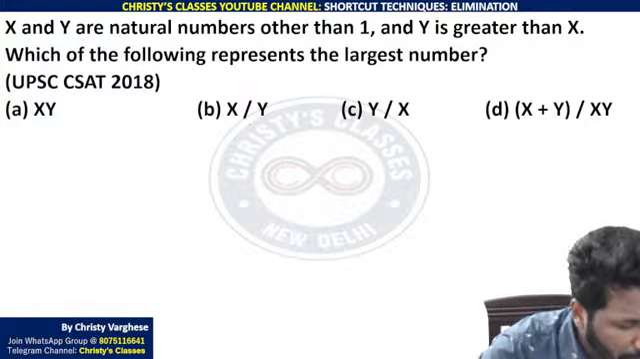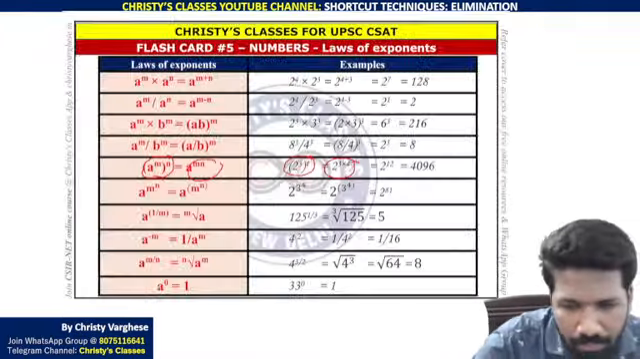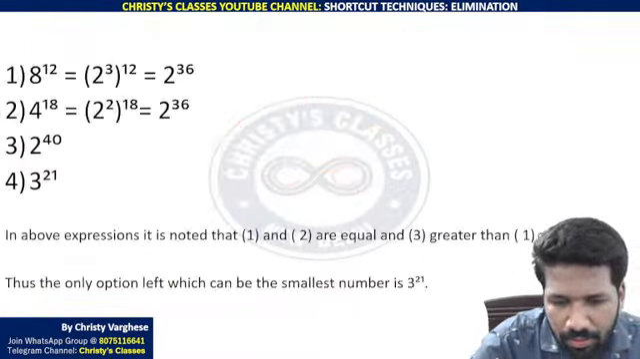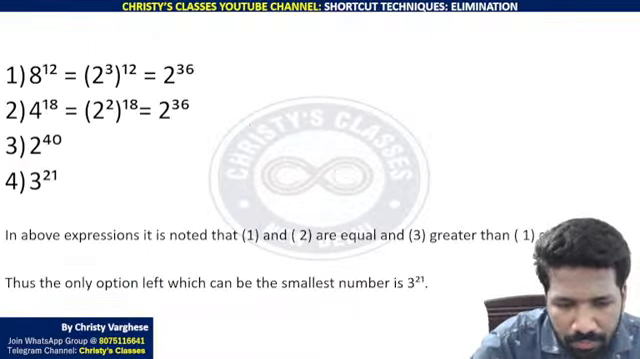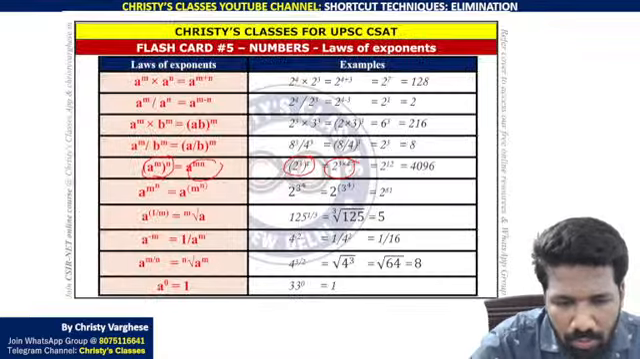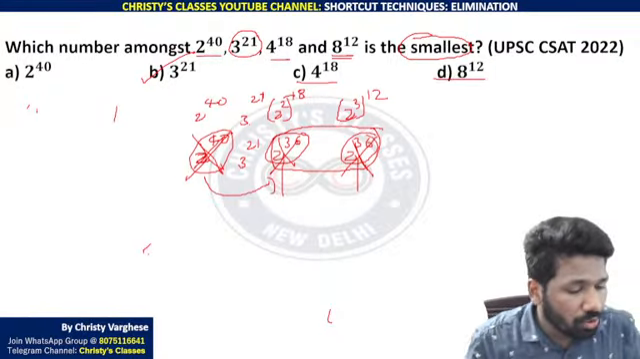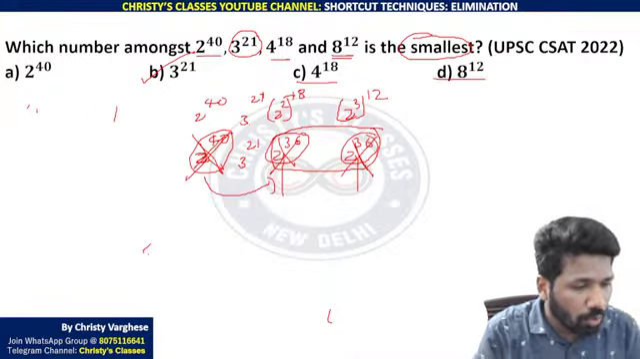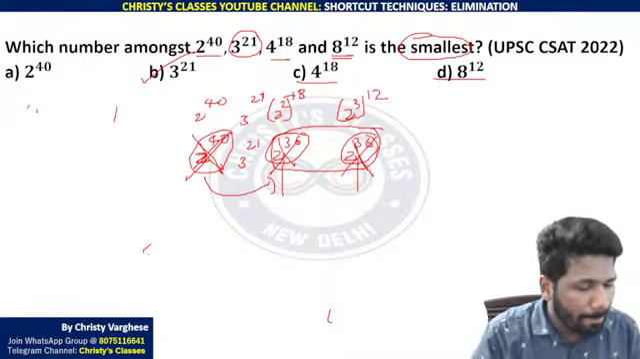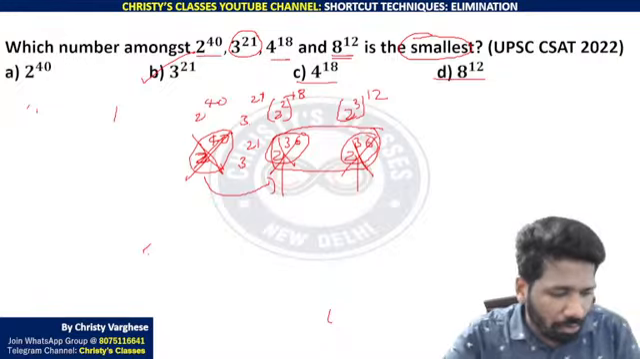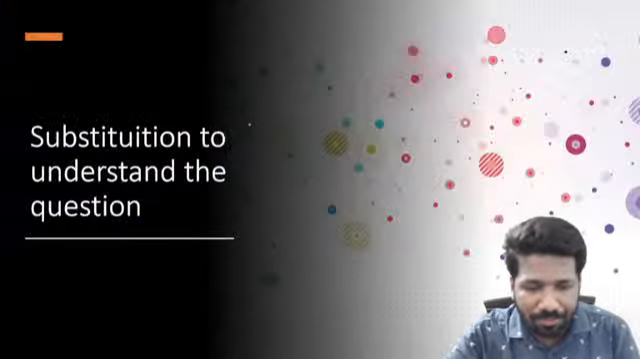Why Shruti? Just a minute. No, if 2 raised to 36 is smaller, then two options will be correct, na? I'll come to that. Before that, I will finish this question.